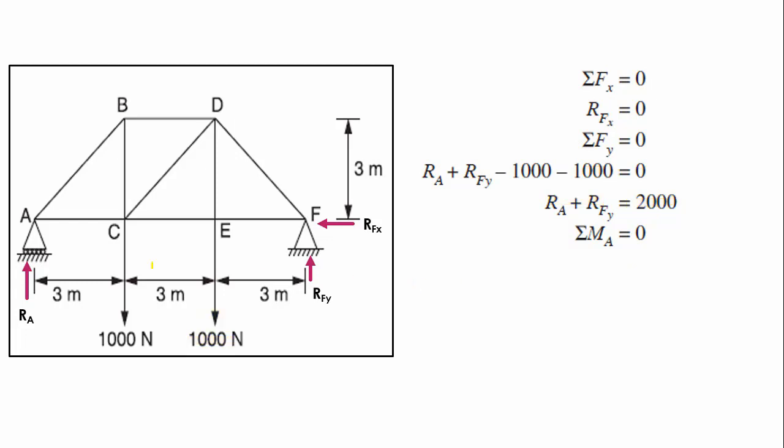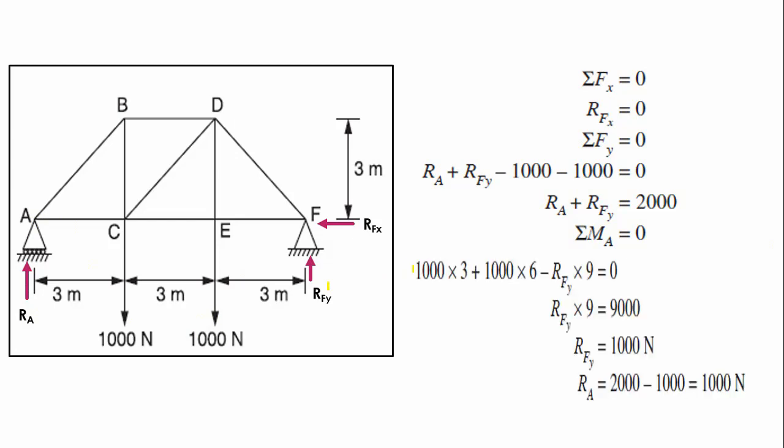We will go to another equation. We take summation of moment about point A equal to 0. We calculate the moment about this point A. The moment due to RA will be 0. Next, we take the 1000 newton force multiplied by the perpendicular distance, 1000 into 3, which is moving clockwise, therefore plus 1000 into 3. Next, the other 1000 newton force with a perpendicular distance of 6 meters, moving clockwise, therefore plus 1000 into 6.